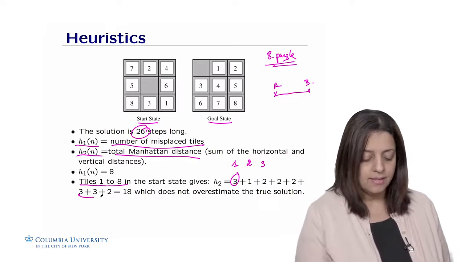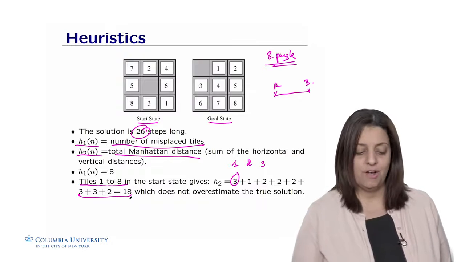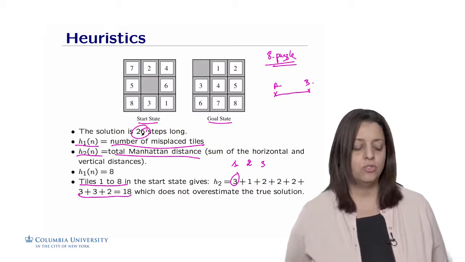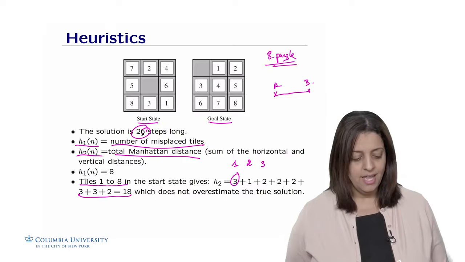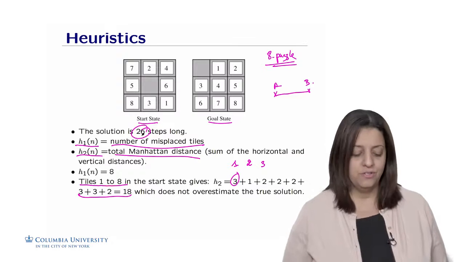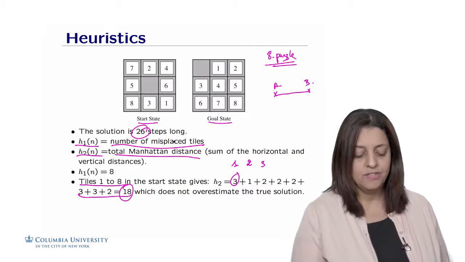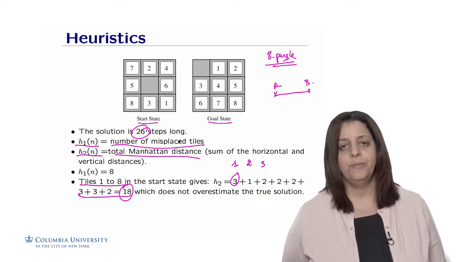So the total distance in this case will be 18, which is also an underestimation of the number of steps of 26. So both h1 and h2 never overestimate the true cost to find the solution. I prefer h2 because it's closer as a number to the real total number of steps. Maybe this is too much of an underestimation, but both of them are admissible and will help solve the problem.